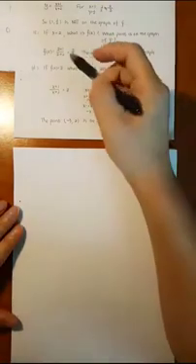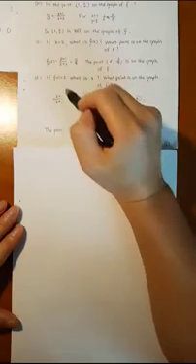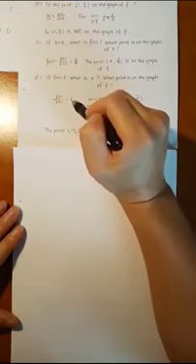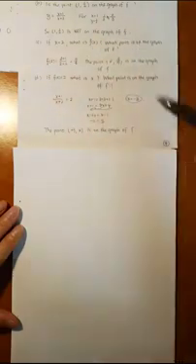Okay, those are the general points, 2, 3, 4, whatever value. Whenever you have an output, you can find the input. If you have the input, you find the output.